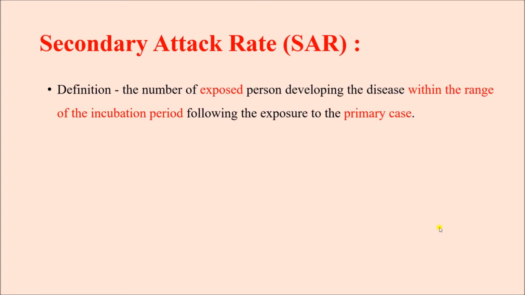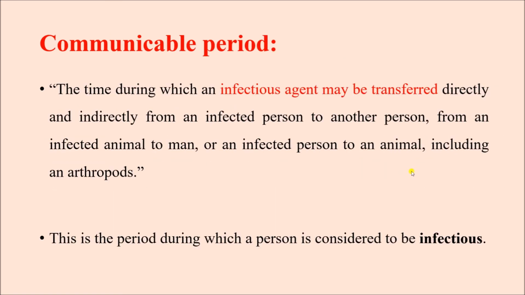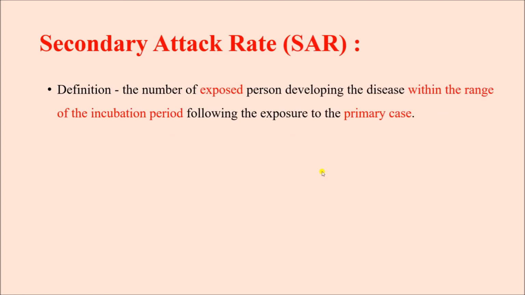Next is secondary attack rate or SAR, which is a very common short note and viva question, and it is defined as the number of exposed persons developing the disease within the range of one incubation period following the exposure to a primary case. So this concept should be clear, serial interval, because we have to understand that the secondary cases occur following exposure to the primary case.